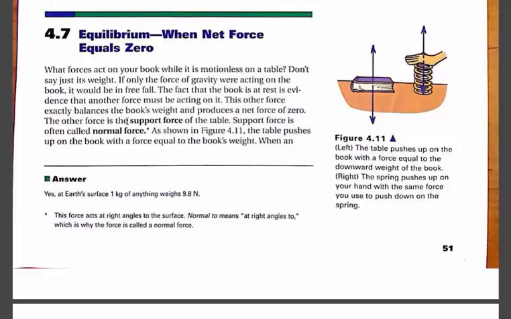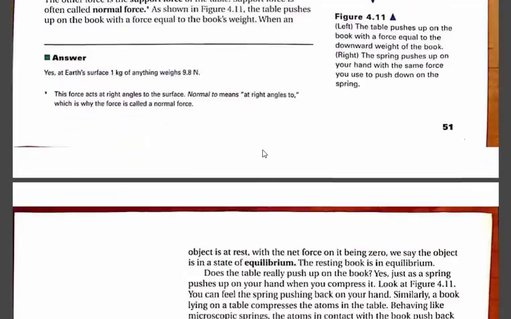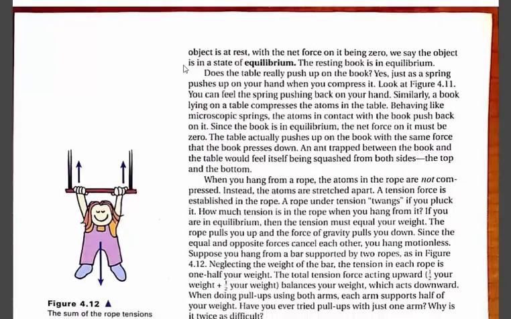The other force is the support force of the table. Support force is often called normal force, as shown in figure 4.11. The table pushes up on the book with a force equal to the book's downward gravity weight. When an object is at rest, with the net force on it being 0, we say the object is in a state of equilibrium. The resting book is in equilibrium.